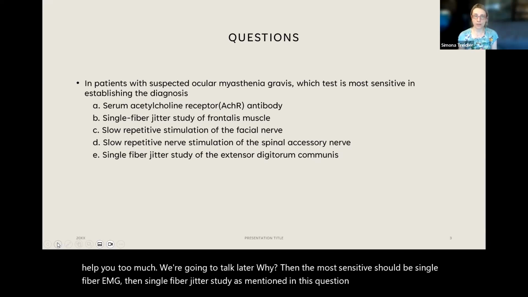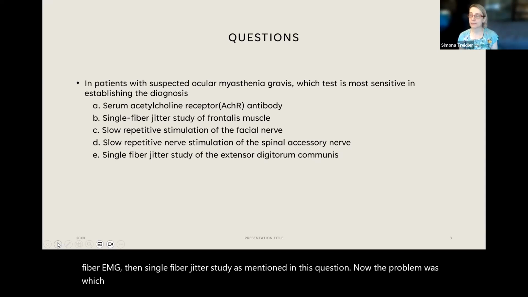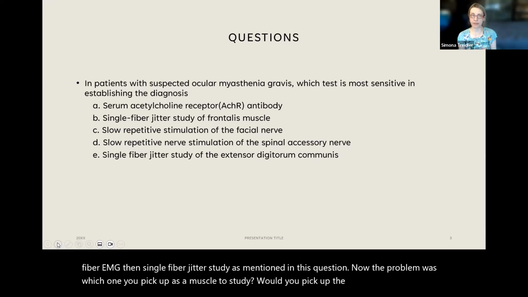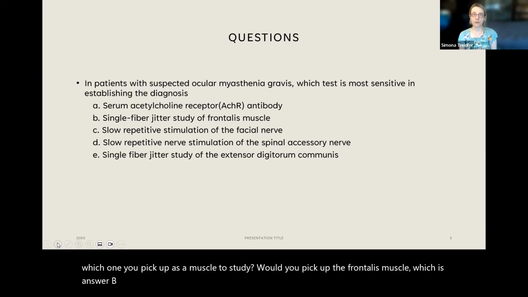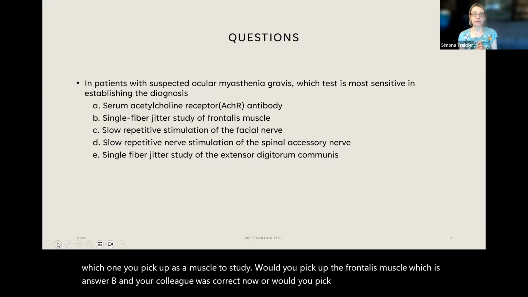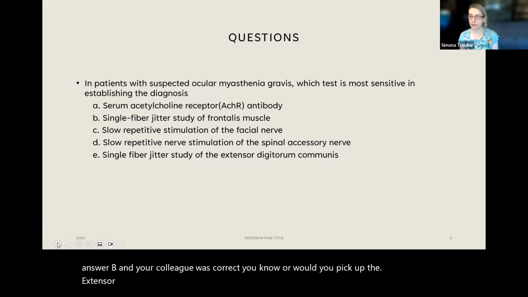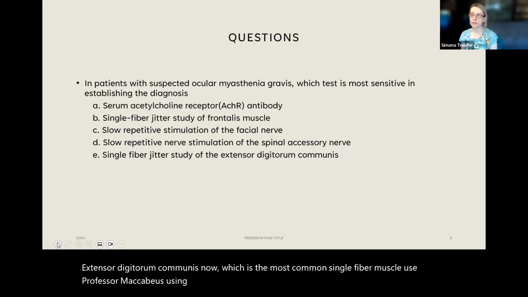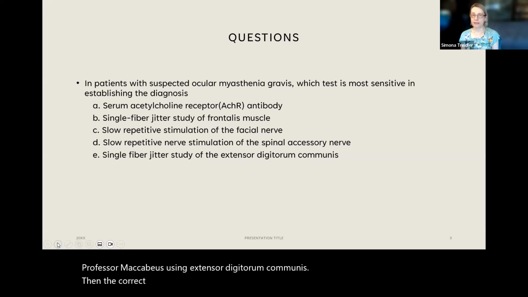Now, the problem was which muscle you pick to study. Would you pick the frontalis muscle, which is answer B, and your colleague was correct? Or would you pick the extensor digitorum communis, which is the most common single fiber muscle used? Professor Maccabi was using extensor digitorum communis. Then the correct answer would be the frontalis muscle. Is there somebody that can tell me why?